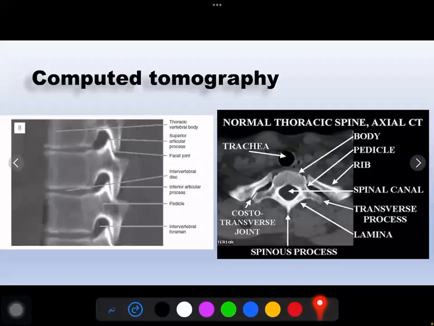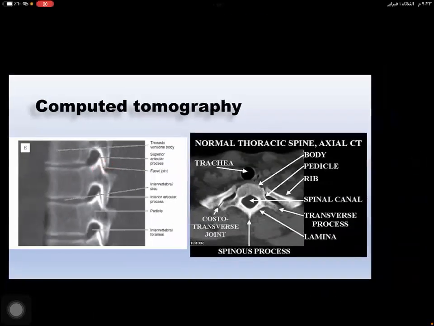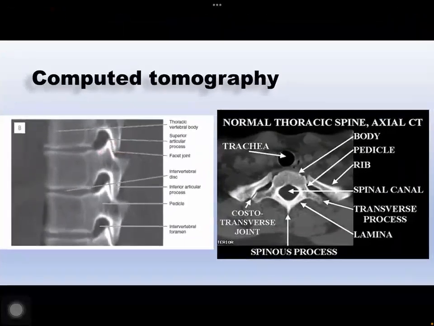This is computed tomography of the thoracic spine. This is the inferior articular process of the vertebra above, and this is the superior articular process of the vertebra below. The inferior articular process should be located posteriorly, and the superior articular process should be located anteriorly.